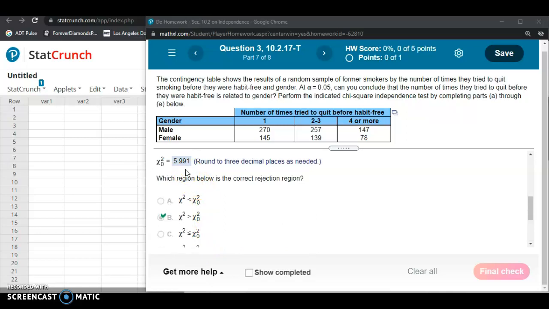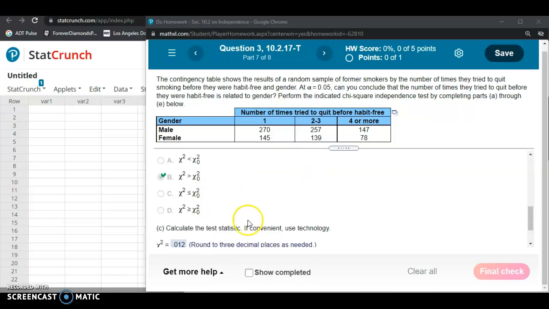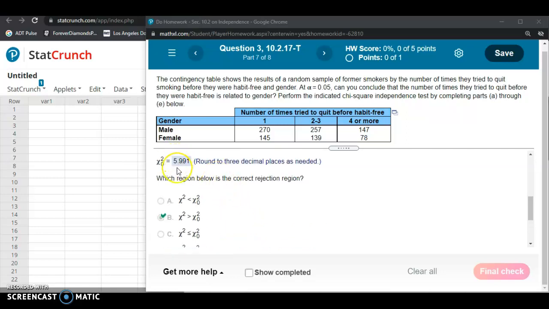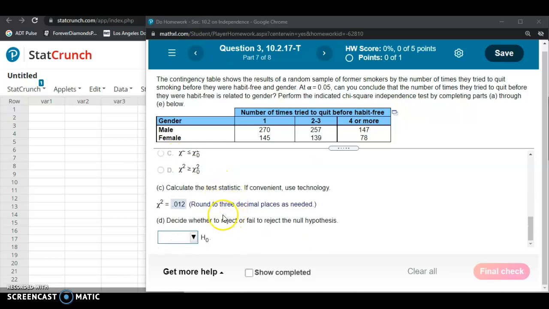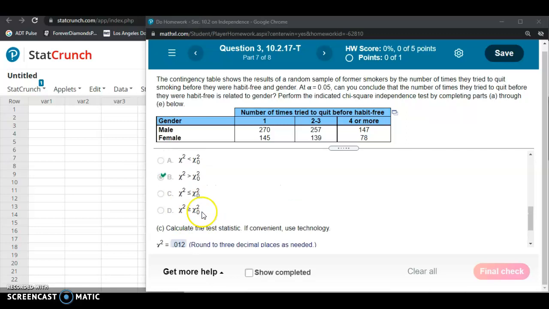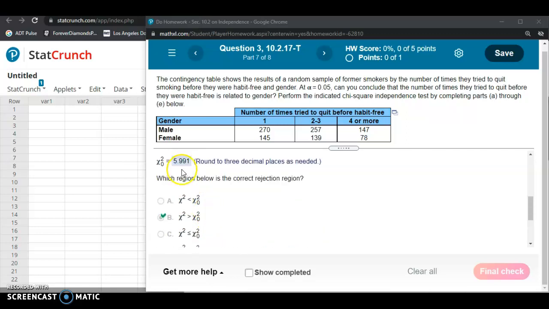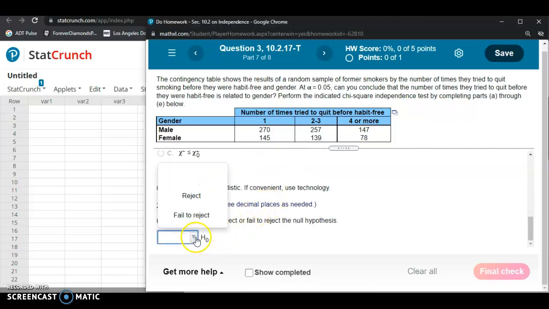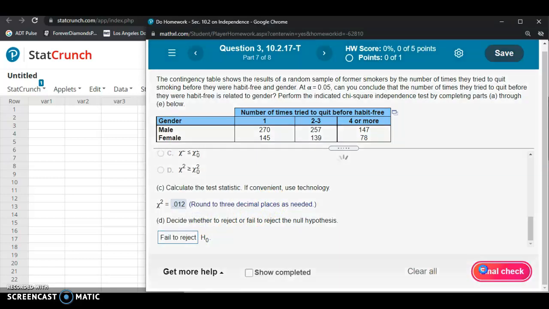Remember, we only reject the null hypothesis if our test statistic is larger than the critical value, and that's always the case for these problems. We can see that our test statistic, which is 0.012, is clearly smaller than our critical value. So in that case, we're going to fail to reject the null hypothesis.